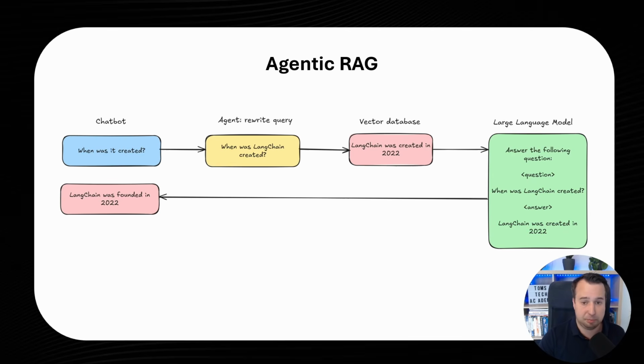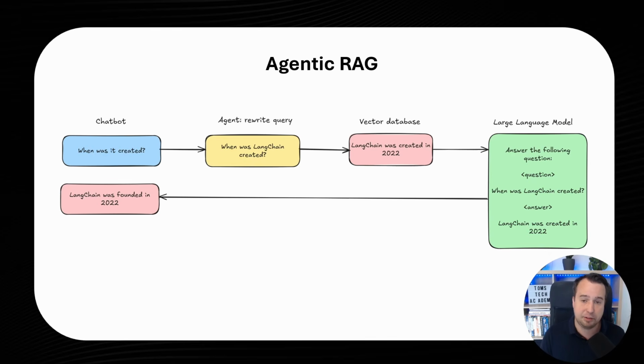Then this updated query is being sent to the vector database, and the vector database is going to provide the answer, LangChain was created in 2022. And now the large language model has both the question and the answer, and it can now answer the user, LangChain was created in 2022.